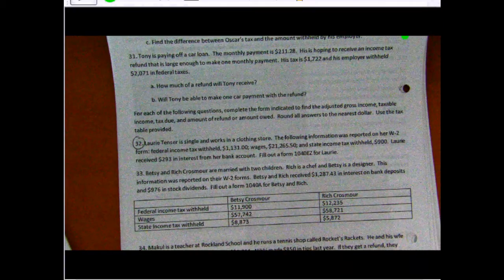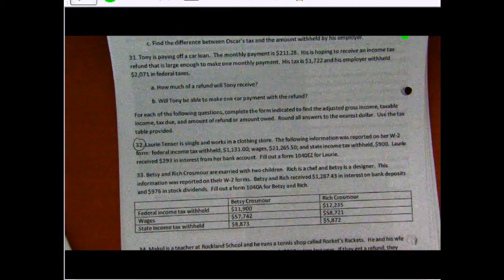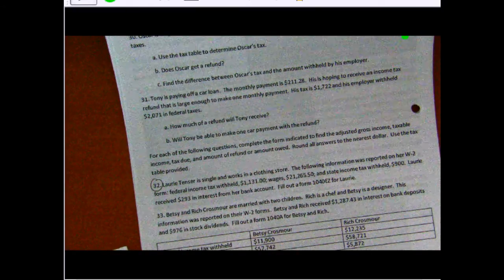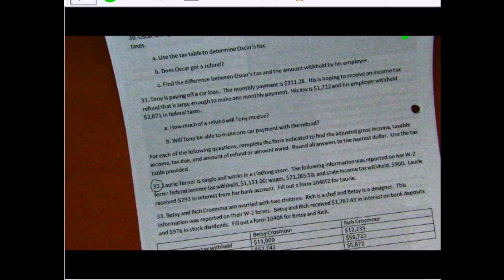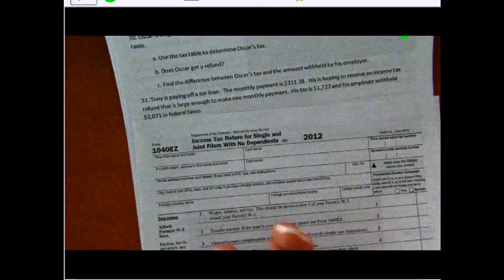Okay, so we're going to do one more 1040 EZ before we start talking about the 1040As. We did one of these last week, but I just want to make sure we're all good on this. So you'll need one blank 1040 EZ form.